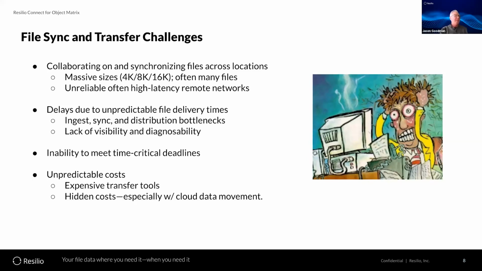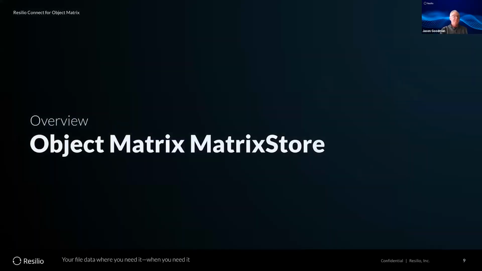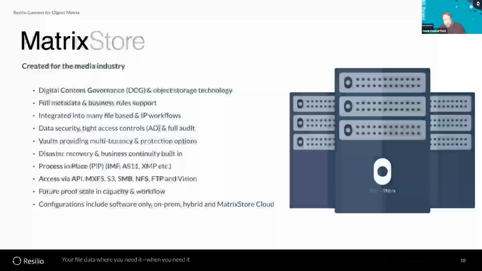So Mark, let's go into some of the core product capabilities of MatrixStore. Sure, thanks very much. Object Matrix is the company, MatrixStore is the product. And what is MatrixStore? Well, it's an S3 compatible object store. We keep the objects with the data and the metadata next to each other, but we do some things a little bit differently. We don't break the assets up. We don't do erasure coding. We keep the objects whole.